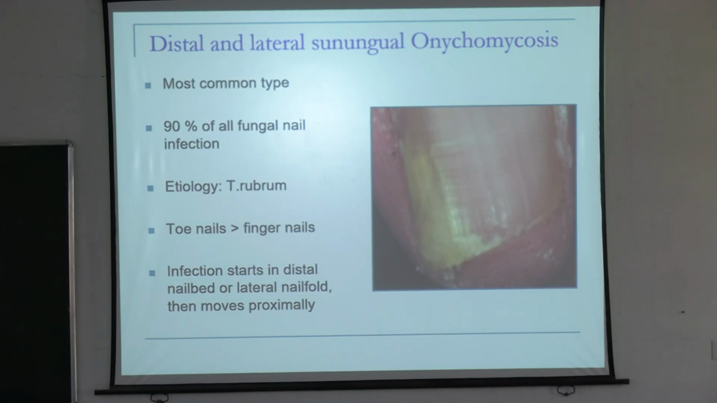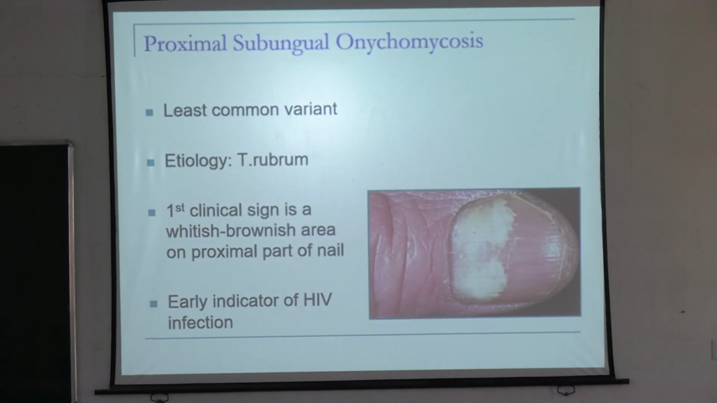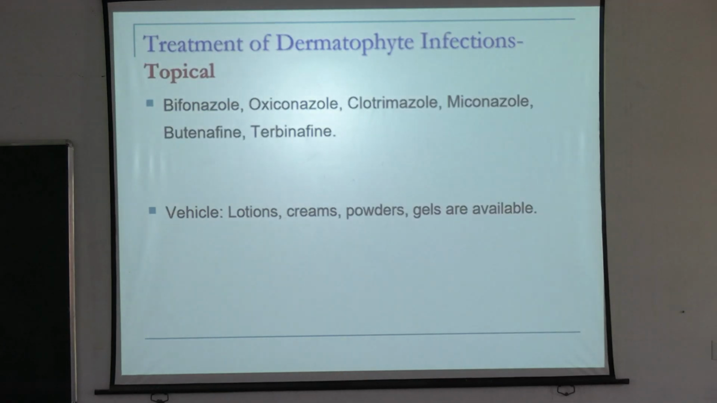So most common is Trichophyton rubrum. Toenails are mostly affected. It starts with the distal nail bed and lateral nail fold, and moves proximally. Very common. Then superficial white, with color dots over the nail plate. Then proximal subungual, this is below the nail, fungus you can see. Mostly if you see this, then think of an HIV patient.